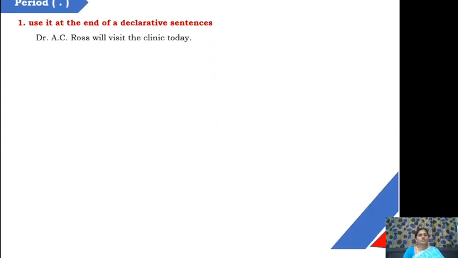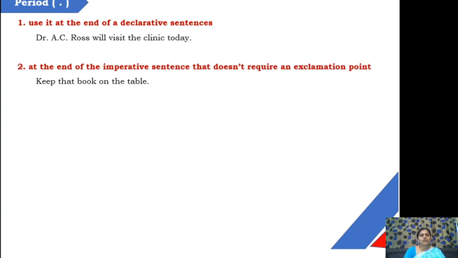So where to use this period? Usually we use this period at the end of a declarative sentence. In a declarative sentence, after the completion of the sentence, we put a full stop to show that this sentence or this thought is complete. And we use it at the end of the imperative sentence also.